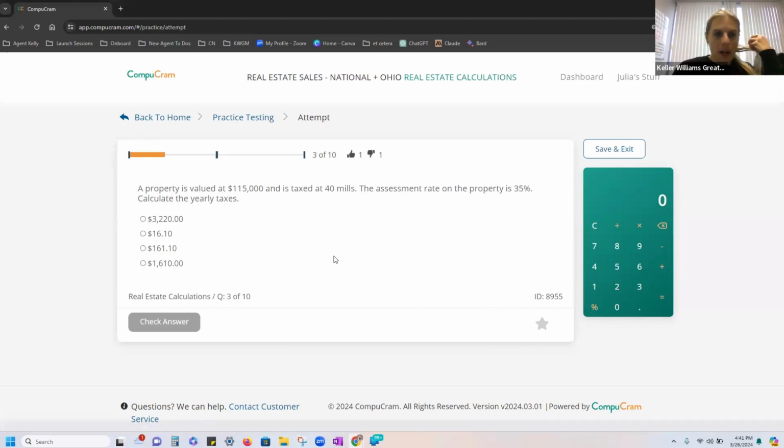All right, next question. A property is valued at $115,000 and is taxed at 40 mils. The assessment rate on the property is 35%. Calculate the yearly taxes. So just like we did on the very first question, basically the exact same math, plug in different numbers. Is that A, $3,220, B, $16.10, C, $161.10, or D, $1,610?